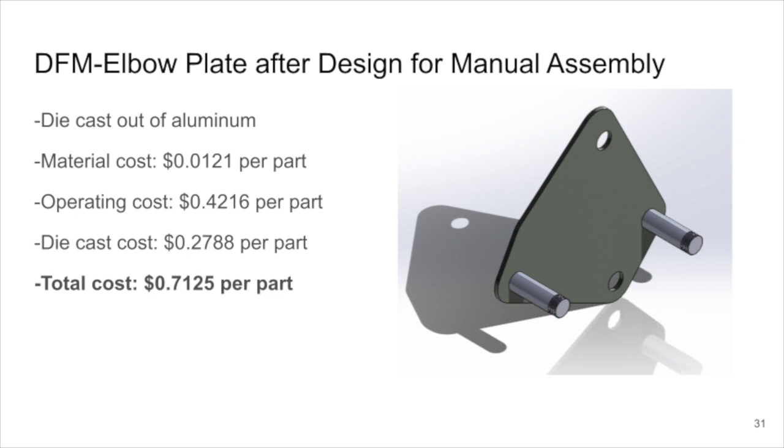Here on the right, the elbow plate previously mentioned and redesigned for assembly is displayed. An analysis was performed in order to determine the cost of manufacturing this component. This component will be die cast out of aluminum, and we found that the total cost to manufacture came to $0.7125 per part. It was decided that this was a high manufacturing cost, and it could be reduced with simple modifications. The new design can be seen here.